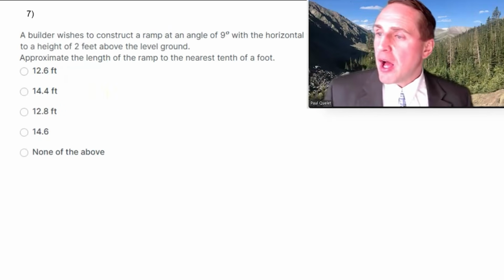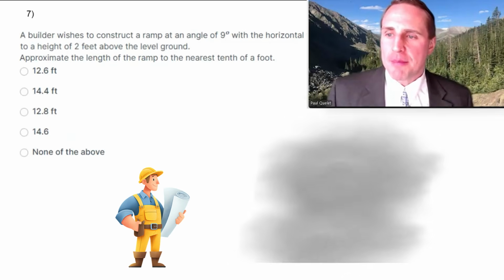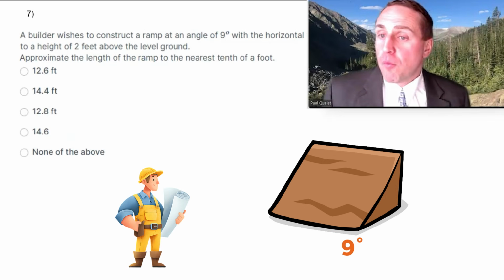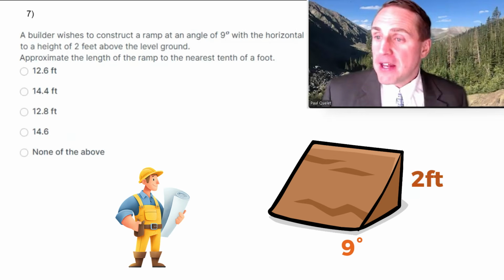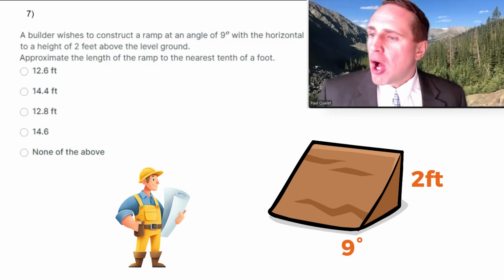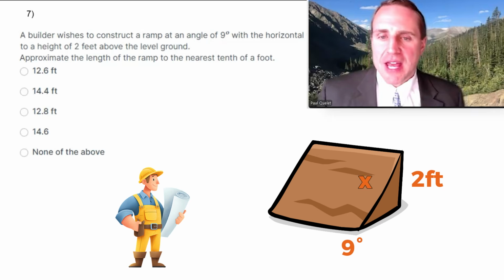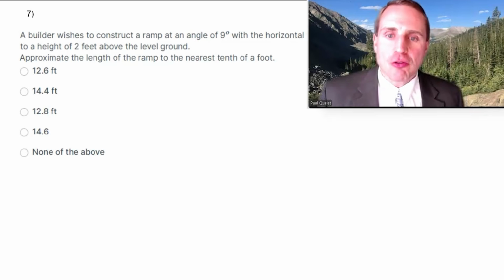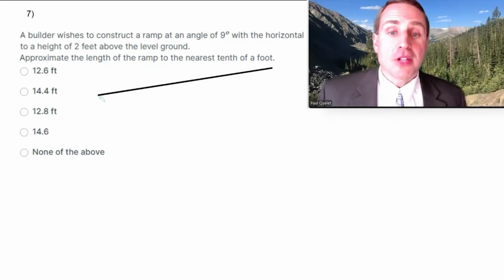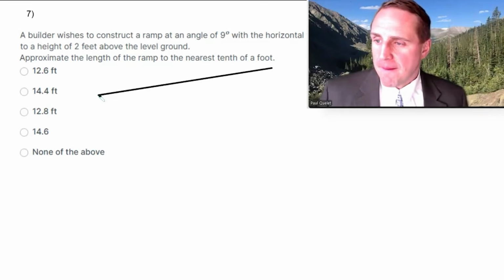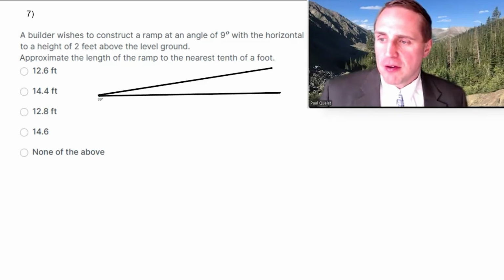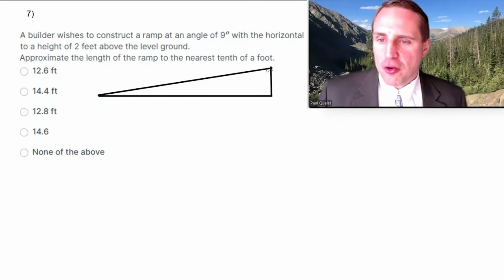For number 7, a builder wishes to construct a ramp at an angle of 9 degrees with the horizontal to a height of 2 feet above the level ground. Approximate the length of the ramp to the nearest tenth of a foot. So let's set up a 9-degree angle with respect to horizontal. So that's right about 9 degrees. Let's get horizontal shown here. And then here's the vertical part.